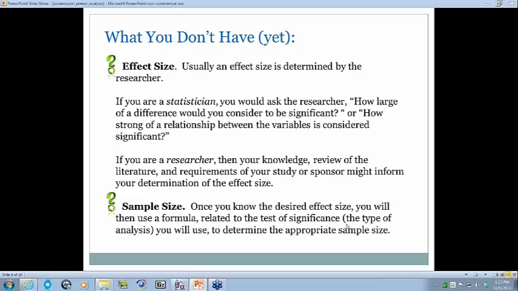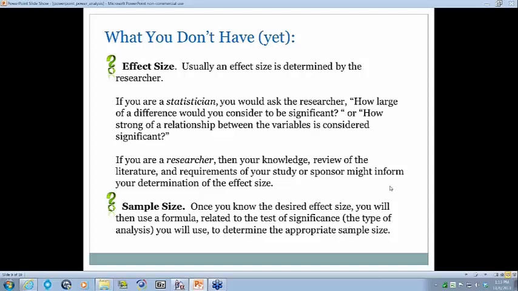Here's what we don't have yet. We don't have 2 things. We don't have the effect size, and we don't have the sample size, of course, because that's what we're looking for. Now, the effect size is where you can kind of get tripped up because the other 2 things were given, right? So we know alpha 0.05 and power 0.8. But the effect size is, oh my gosh, how big of an effect do I want?